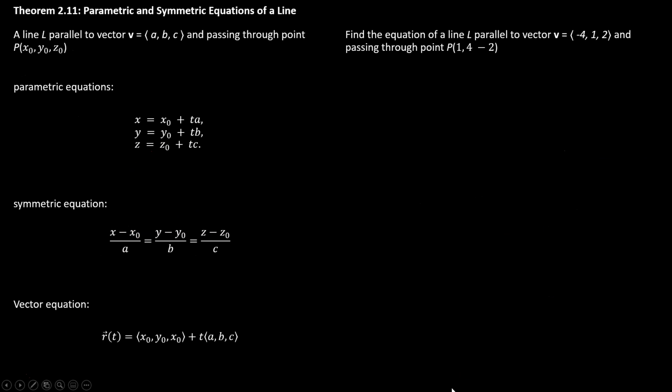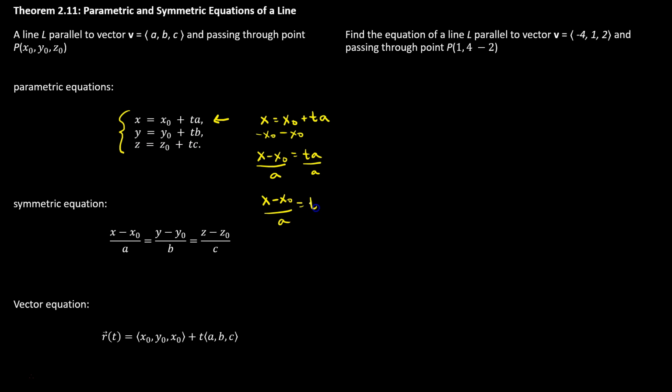There's a few different ways to write the equations of a line. We can use the parametric equations that we just discussed on the last slide. We can also use the symmetric equations, which essentially takes the parametric equations and solves each one of them for t. For example, if I solved the x equation for t, maybe the first thing I do is subtract x0 from both sides. And then from here, divide by a on both sides. And then I have an equation that's equal to t.